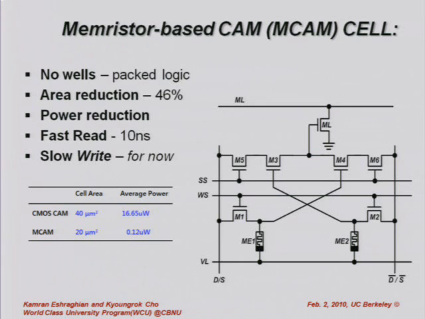Please look into this circuit. We have two memristors, ME1 and ME2, here. Using these memristors gives us some area reduction, 46% less than conventional ones. Also, we saw significant power reductions. It's almost 100 times lower than conventional SRAM-type CAMs.